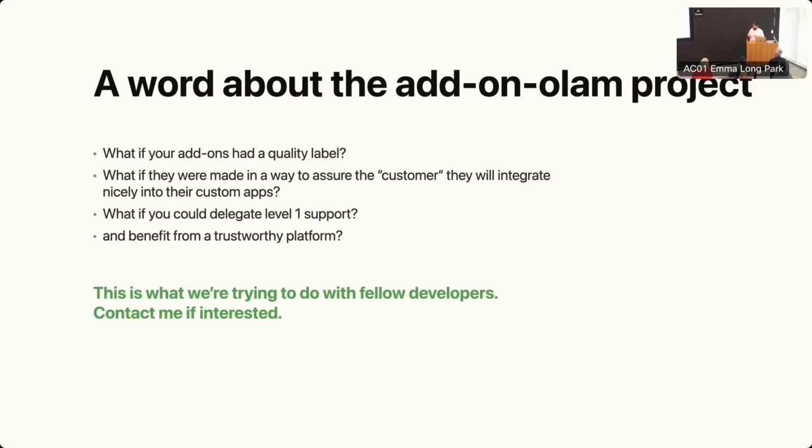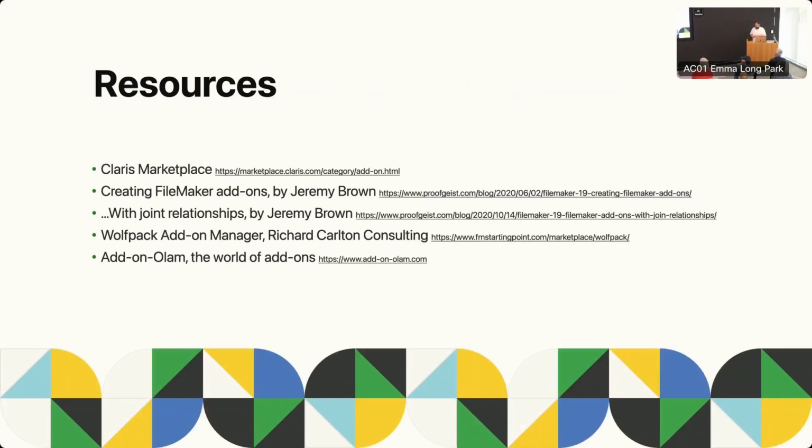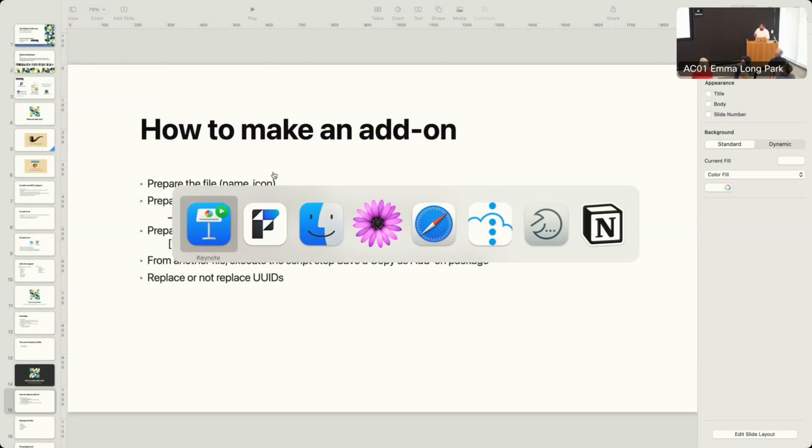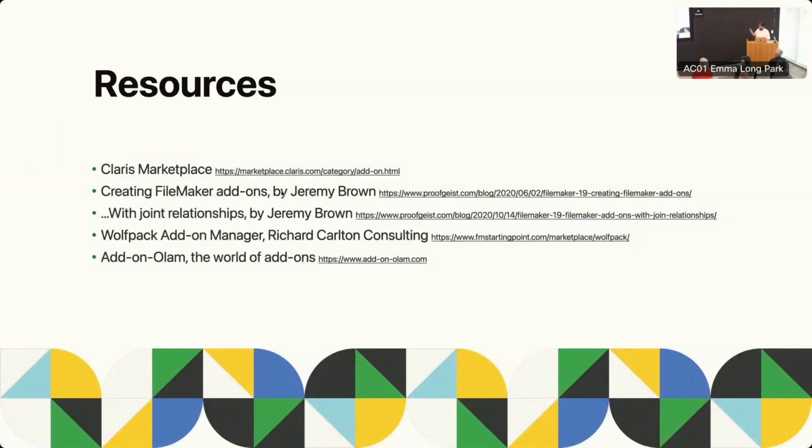But for now, add-on OLAM is just a section on our One More Thing store. It also helps with installing directly, so people can buy, or get free ones; some are paid. It installs directly into your FileMaker. It's a very smooth process, but most of all, trust is the key. So if you're interested, contact me.